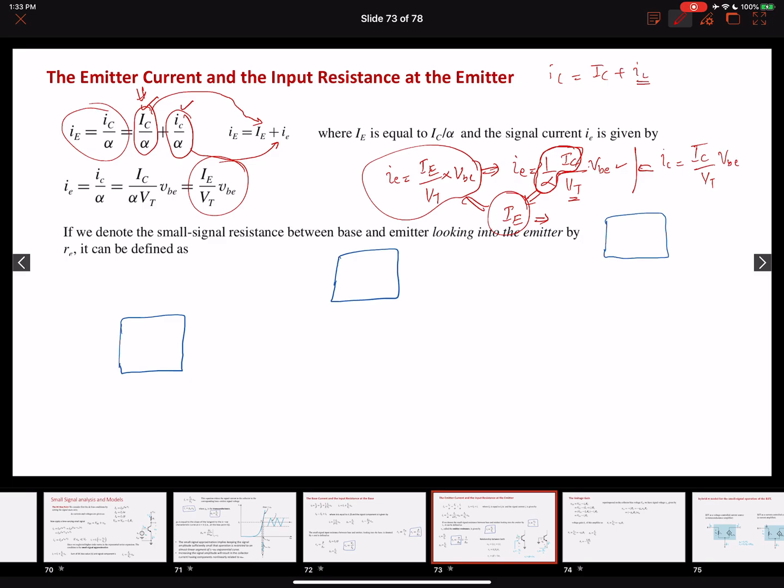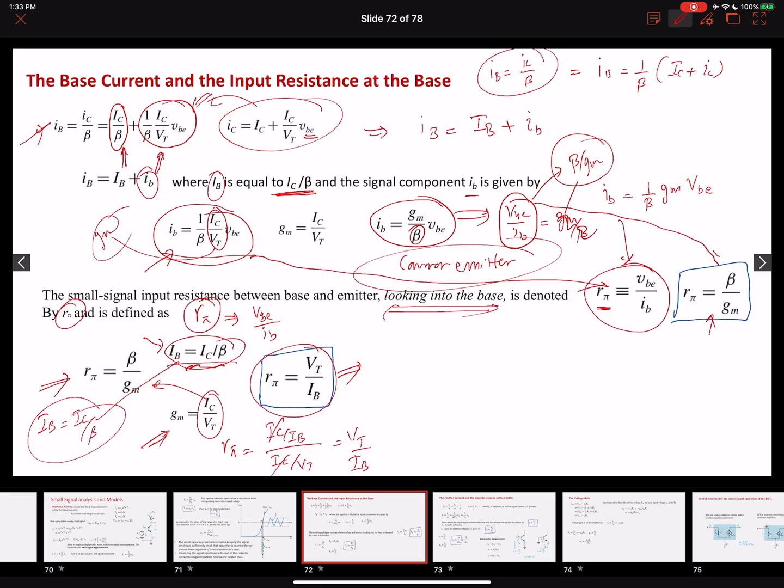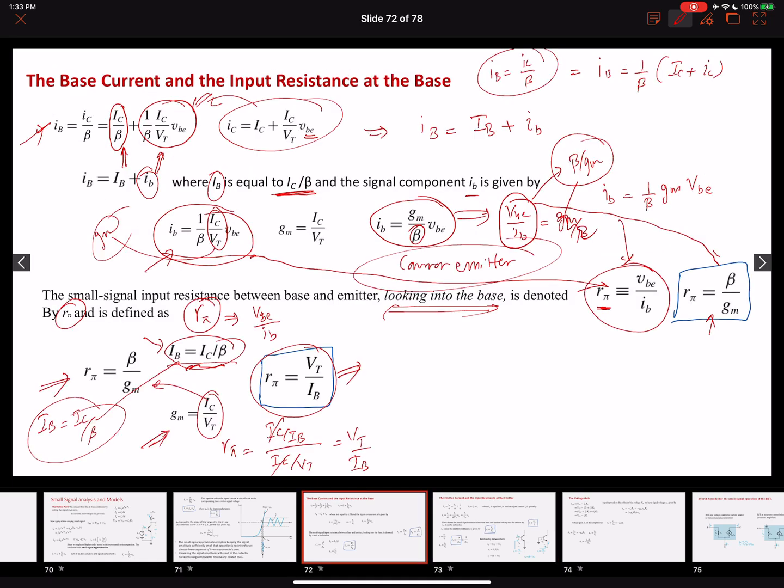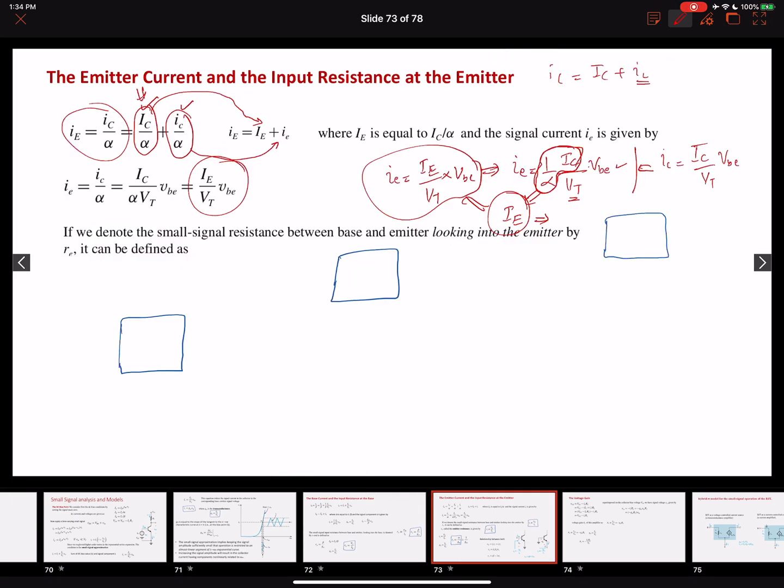Now, if we go back to the previous slide, this equation looks very similar. Going back, we have 1 over beta, IC over VT and VBE. So we have a base to emitter and IB, and from there, we ended up finding the values of the resistance in the emitter.